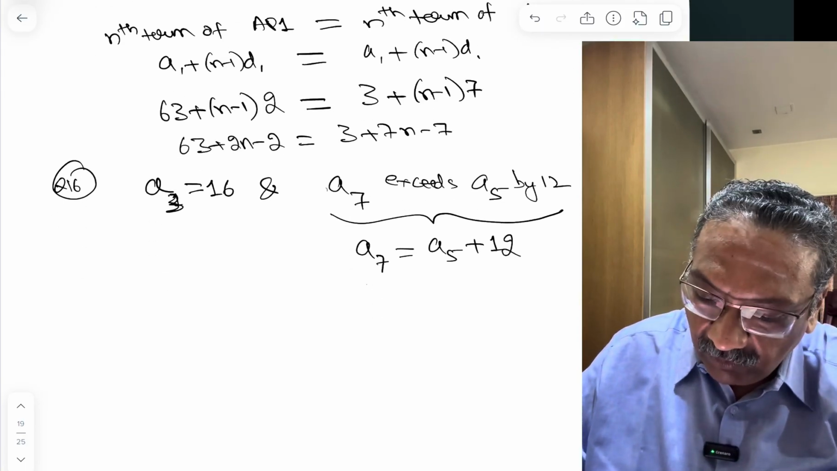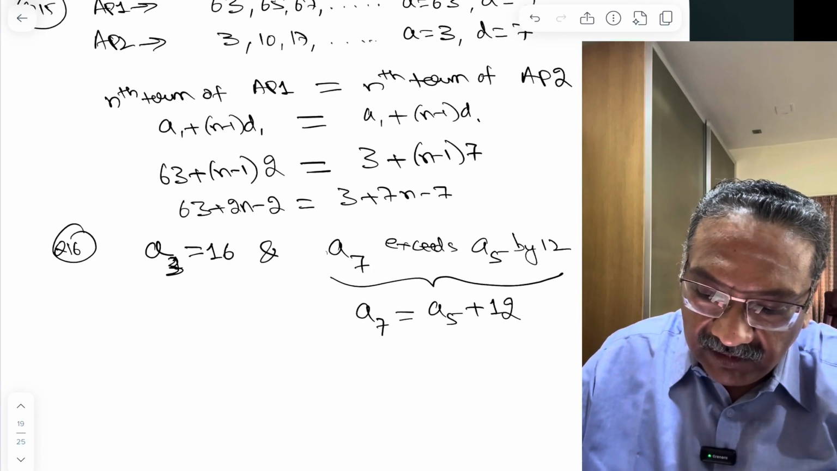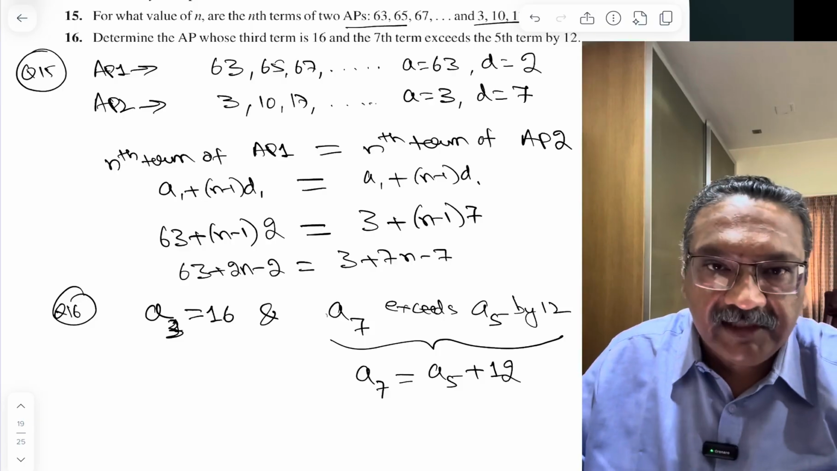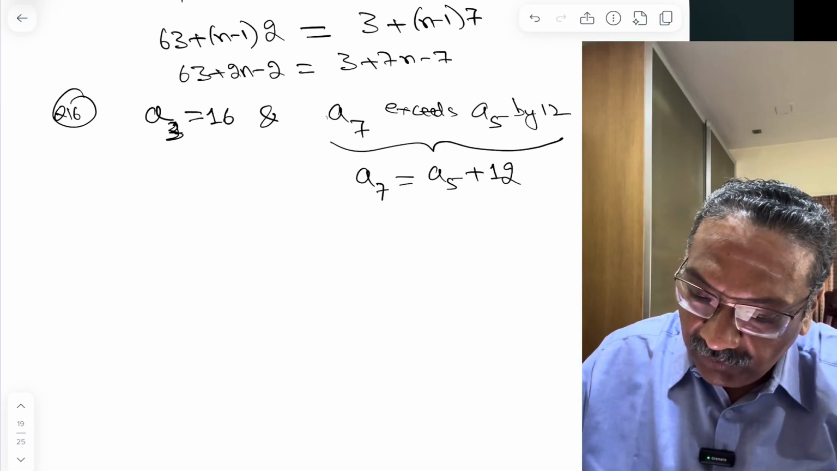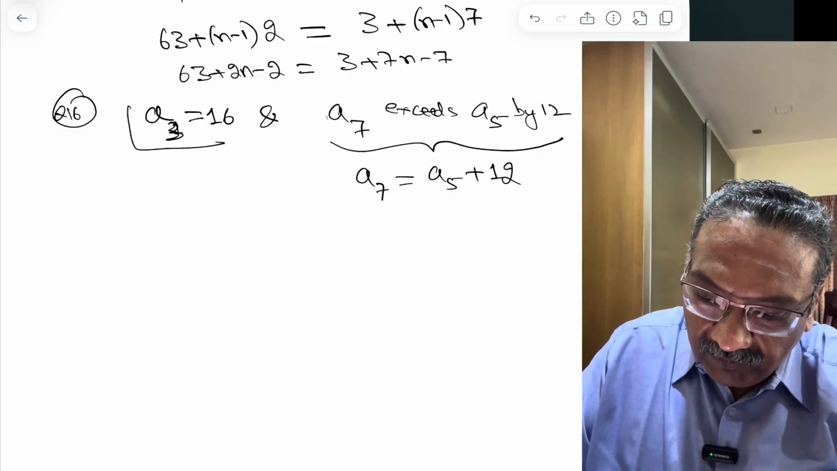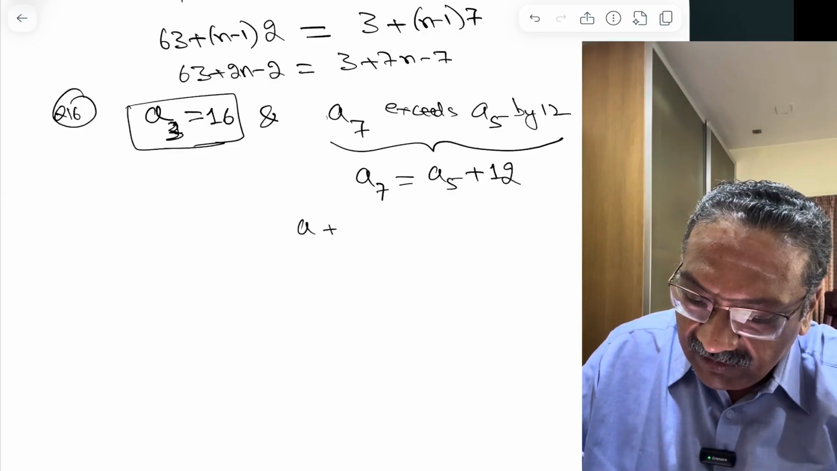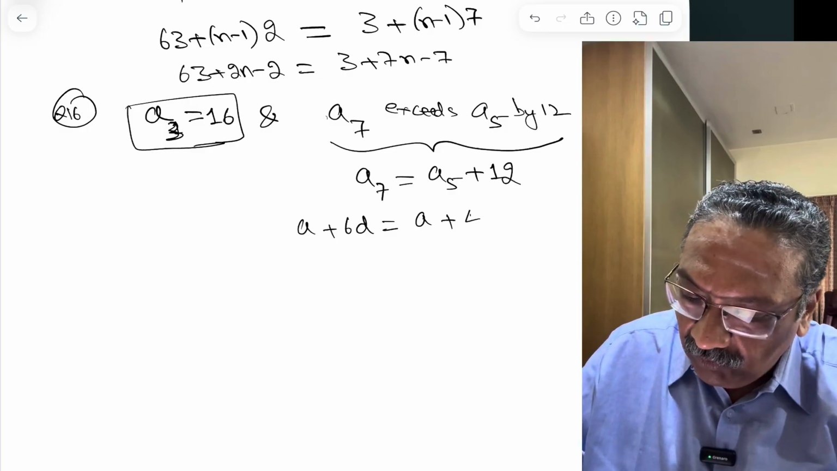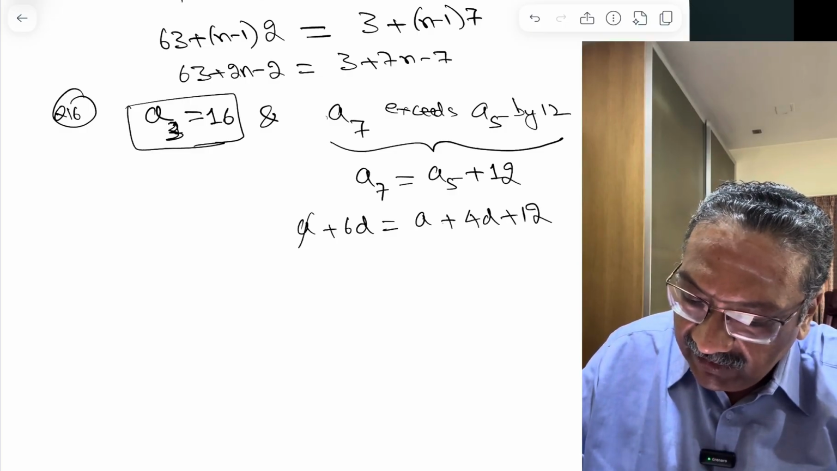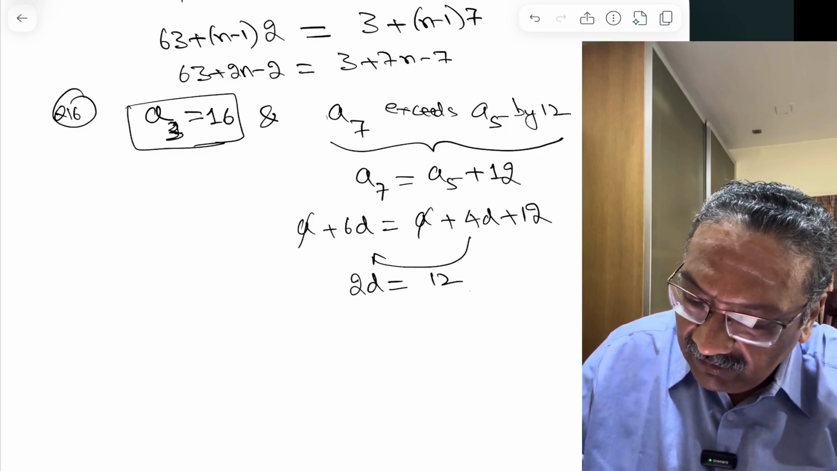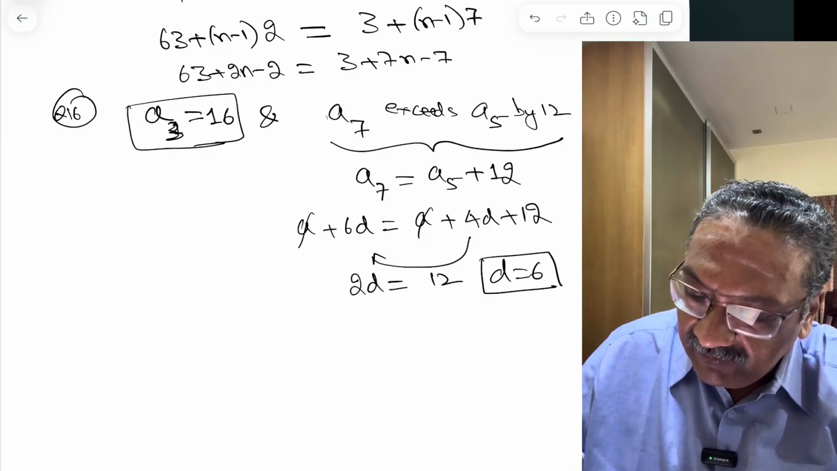So let us write the formula. What is A7? They have also given A3 is equal to 16. Determine the AP whose third term is 16, so we have to write the AP itself. So what do we get here? We have one known here, another known here. Let us expand this. A7 will be A1 plus 6D is equal to A5, which will be A1 plus 4D plus 12. A cancels, 6D, 4D if it comes this side becomes 2D is equal to 12. So the common difference we got is 6.